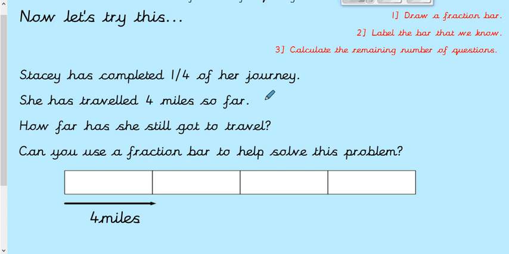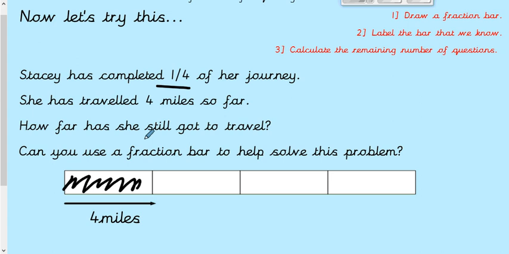So we don't actually know the total of all of it this time. So it's the other way around. So we know she has completed 1/4. So we've made a bar split into 4 equal parts because we're looking at quarters. And we know that she's travelled 4 miles so far. And if she's only travelled 1/4, it's only going to be this amount. And that is worth 4 miles. How far has she got left to travel?